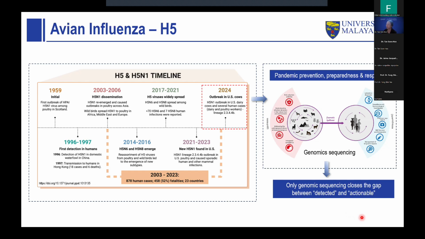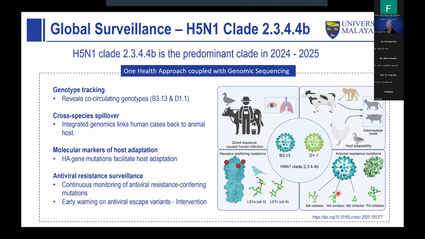And with that, they can also become valuable information to feed into our diagnostics, antiviral choices, and the development of vaccines to prepare for this pandemic. So with that, we're closing the gap between "we found it" and "we can stop it." By using this One Health approach as a surveillance method, as well as using genomics to provide us the information to design an effective diagnostic as well as therapeutic.